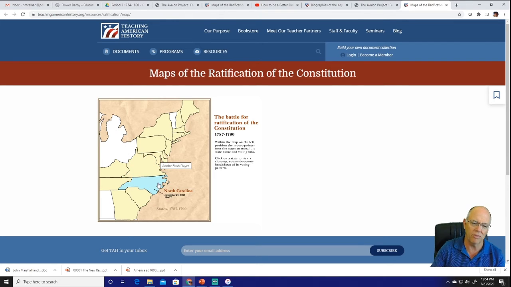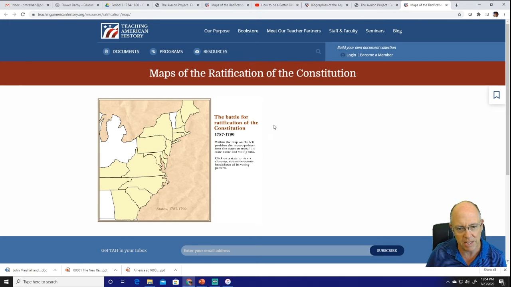So what you learn from this is that in some states it was not close, and in some states it was extremely close. Which states was it pretty close in? Virginia, 1 vote. Rhode Island was very close. New York was very close. So some of these states are really close in their voting.